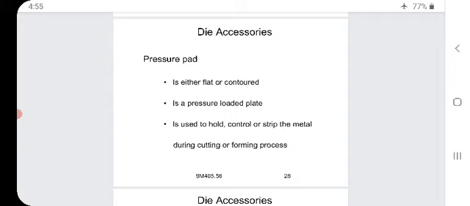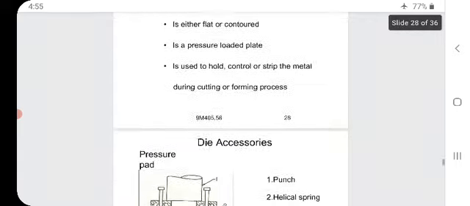So, die accessories: pressure pad. It is either flat or contoured in shape. It is a pressure loaded plate. It is used to hold, control or strip the metal during the cutting or forming operations.